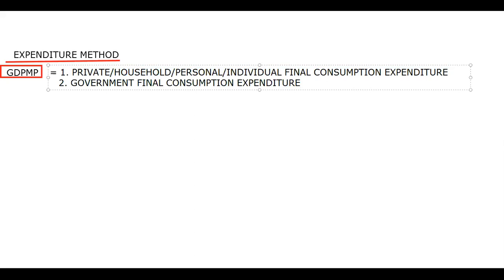The government final consumption expenditure means this is the final expenditure of government, because government is also one of the most important sectors in our economy, and government is also spending a lot of amount on various goods and services, because government has to provide various services to its people, and for providing the services to people, government has to incur a lot of expenditure. Government को बहुत सारा expenditure तो incur करना ही पड़ेगा, because if government has to provide the service, then government has to incur a lot of expenditure. That expenditure comes under the government final consumption expenditure.